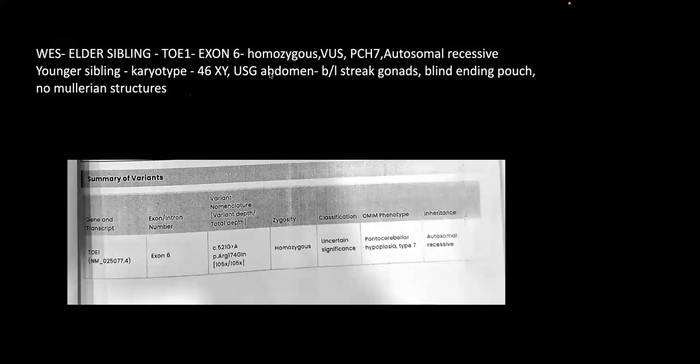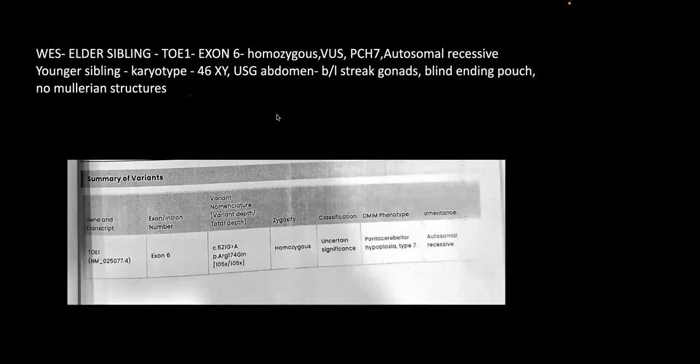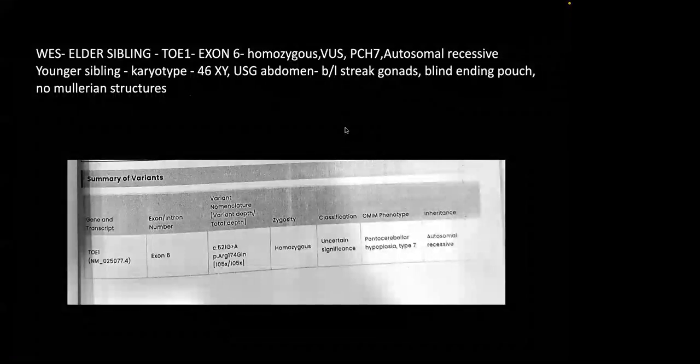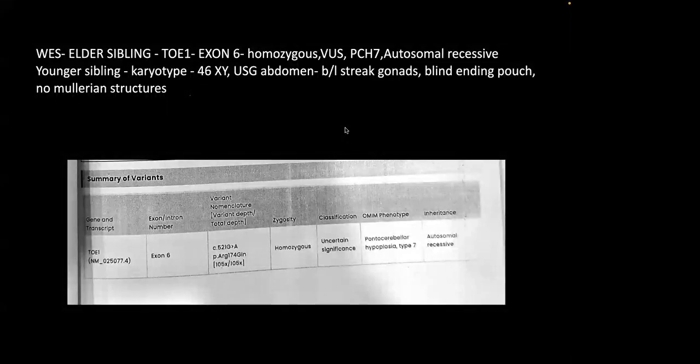Just a question, I may have missed the point. Did the younger sibling also have exome sequencing, or just the elder sibling? Sir, only the elder sibling was done. That is the TOE1 mutation of pontocerebellar hypoplasia type 7. I understand, but was the younger sibling also tested? No, the younger wasn't tested. Only karyotyping was done. Okay, thank you.